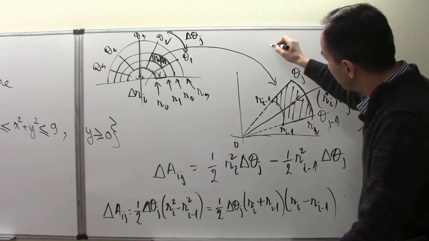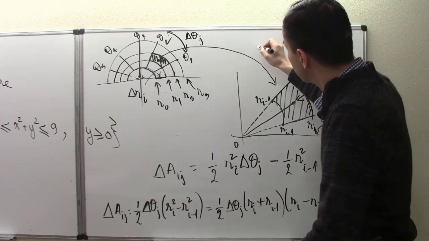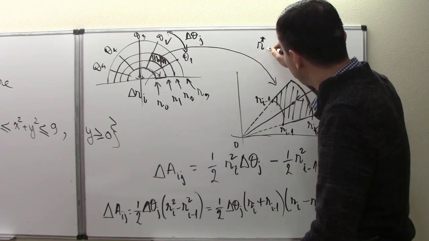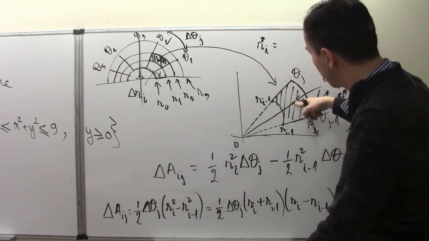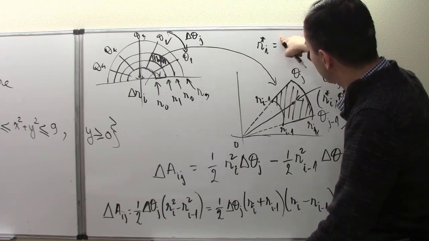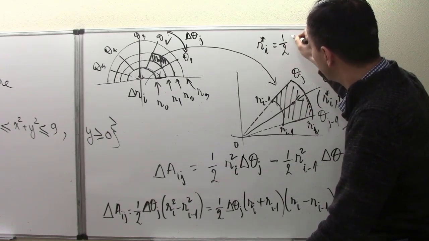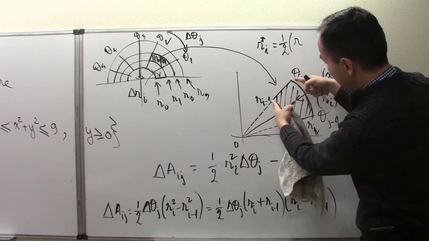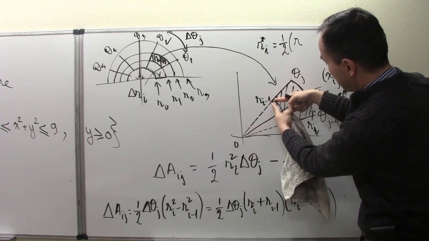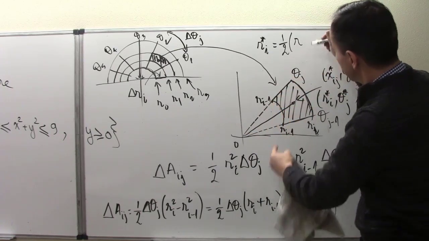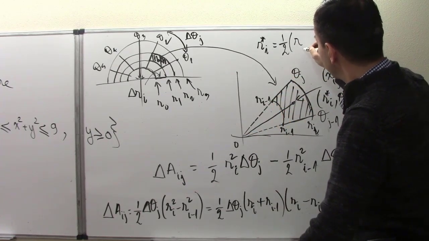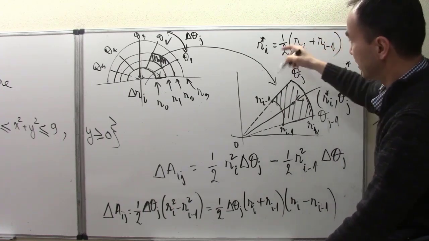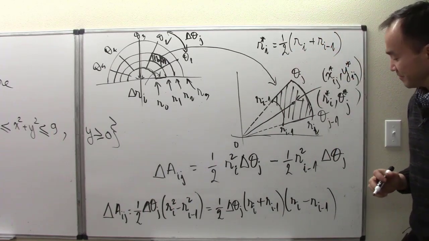So the more important part I see here is that r star i right here is going to be exactly one half of... see, the length here is exactly halfway between r i minus 1 and r i right here. And so it's exactly 1/2 times r i plus r i minus 1. This is the relationship right here.